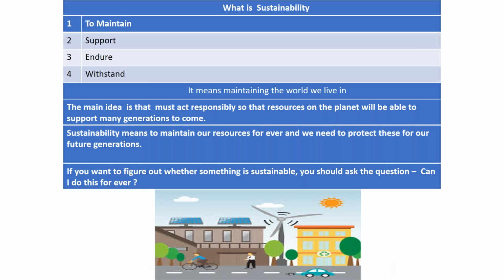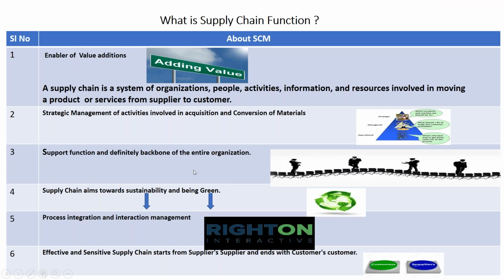Sustainable means you have to act responsibly so that resources on the planet will be supporting your next generations to come. Now the simplest definition is to maintain, support, endure, and withstand the environment. To check whether something is sustainable or not, you need to ask this question: can I do it forever? You are using plastic bags. Once you go to a retail shop, he is giving you plastic bags to carry things. Now, if you ask whether it is sustainable in the long run, can you do it forever? The simple answer is no. In case it cannot be done forever, it is not sustainable. So you need to find some solution to it, how to replace it. So supply chain will talk about that.